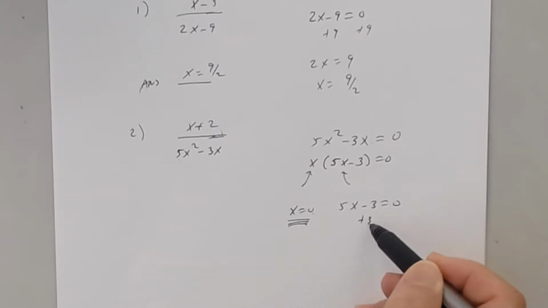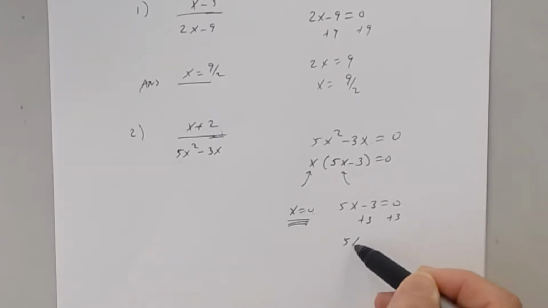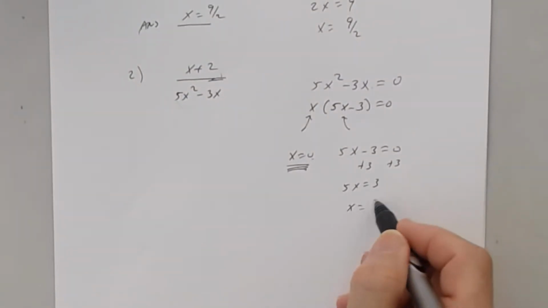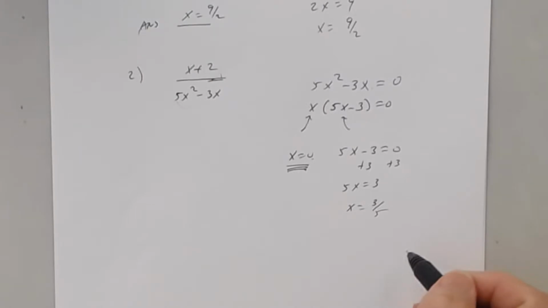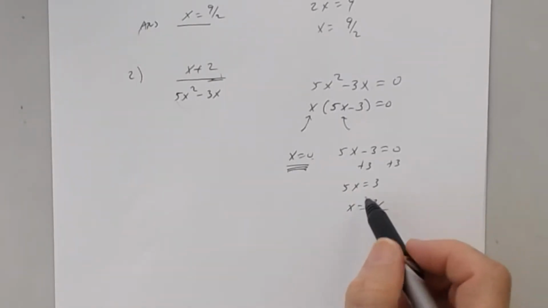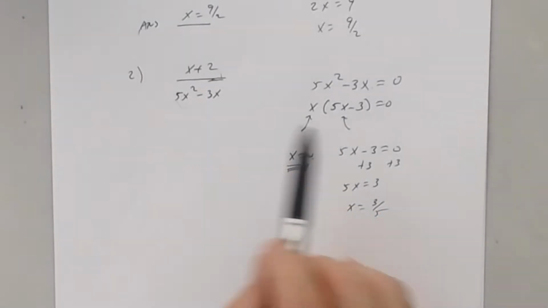For the other one, I'm going to add 3 to both sides. So I get 5x equals 3. So what's the other value of x? 3 over 5. So those are the two values of x that make this rational expression undefined.